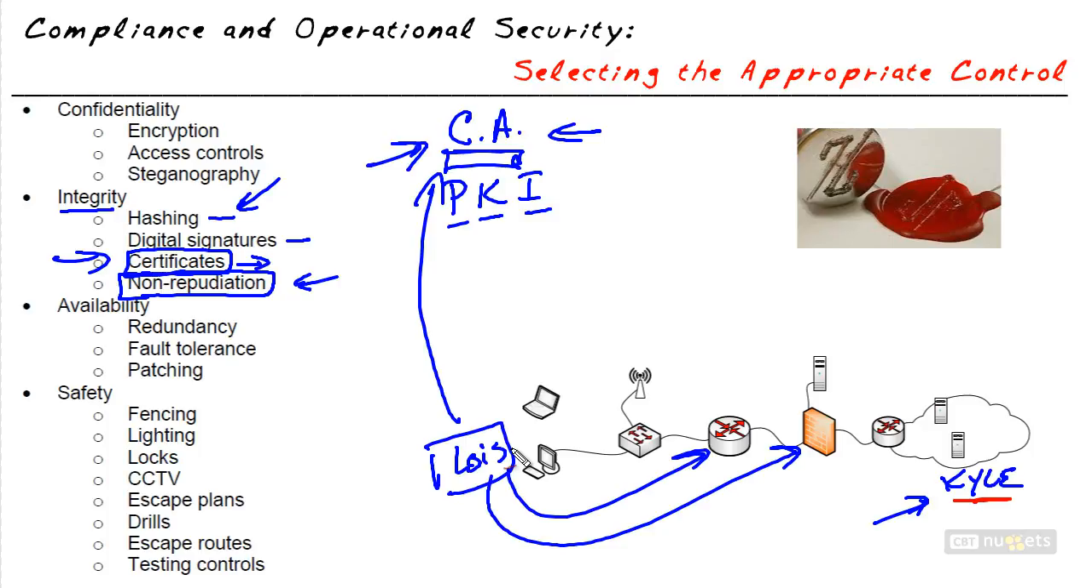And I say a copy because it's just an electronic document that has Kyle's public key signed by a common certificate authority that we both trust. Well, what happens if this workstation blows up one day and we replace it? So we put a new machine in there for Lois, she gets a new email from Kyle, and all of a sudden we can no longer verify Kyle's digital signature.